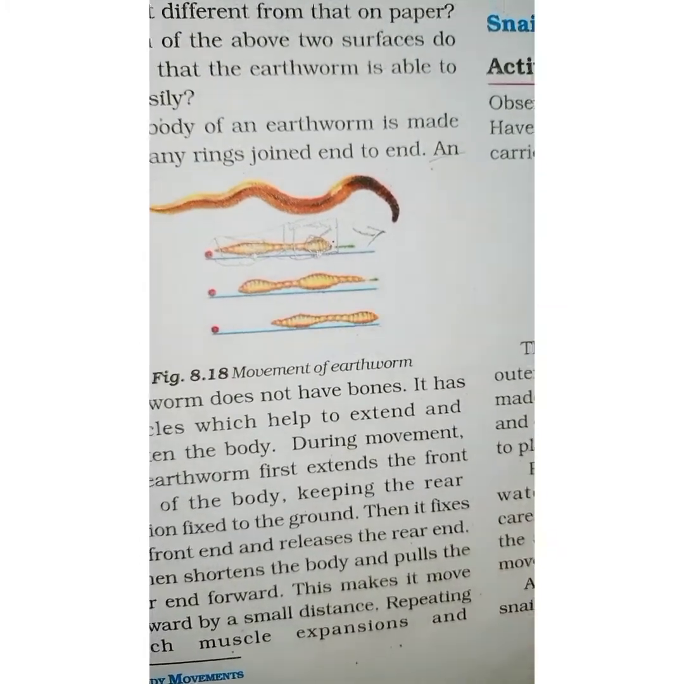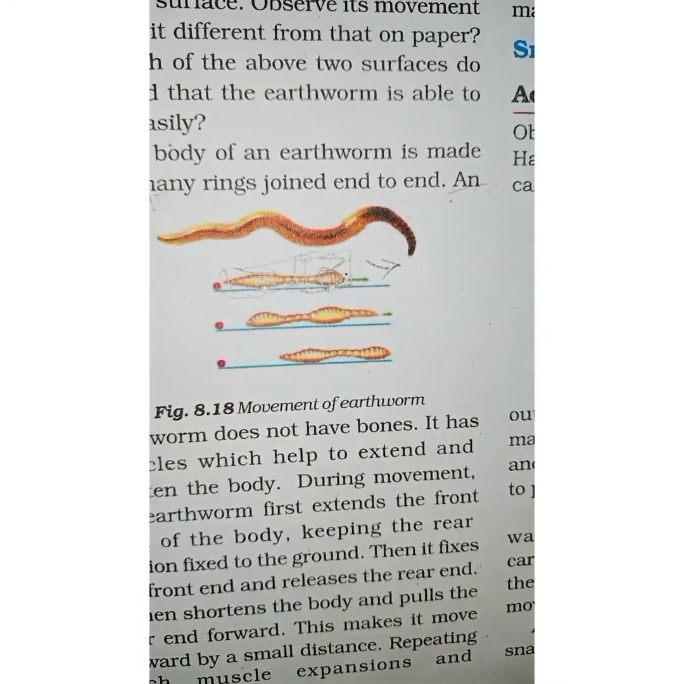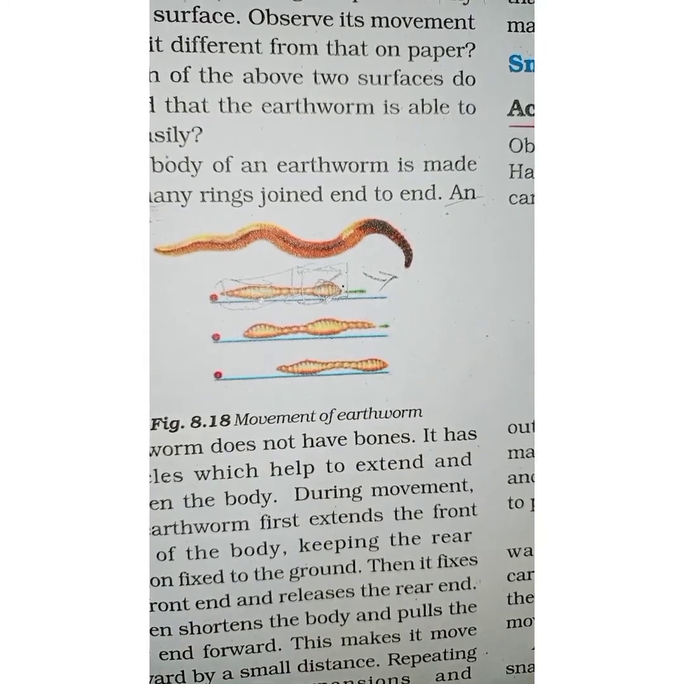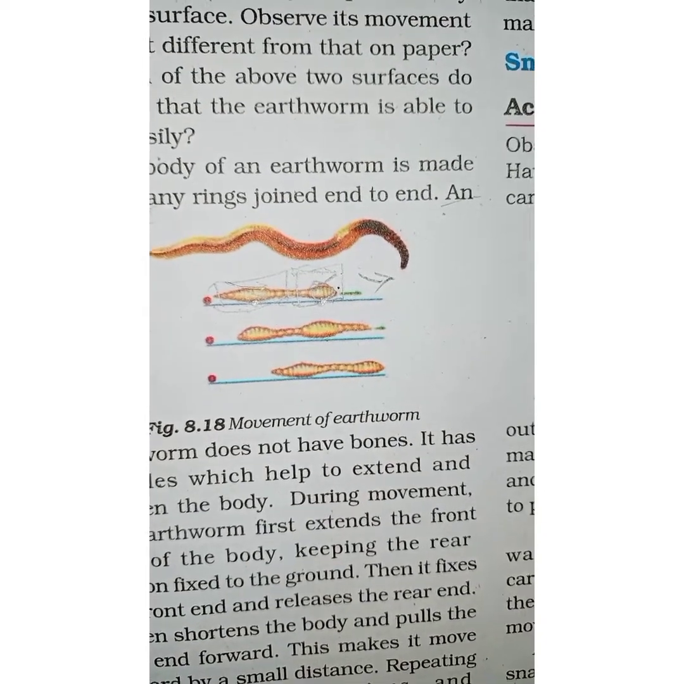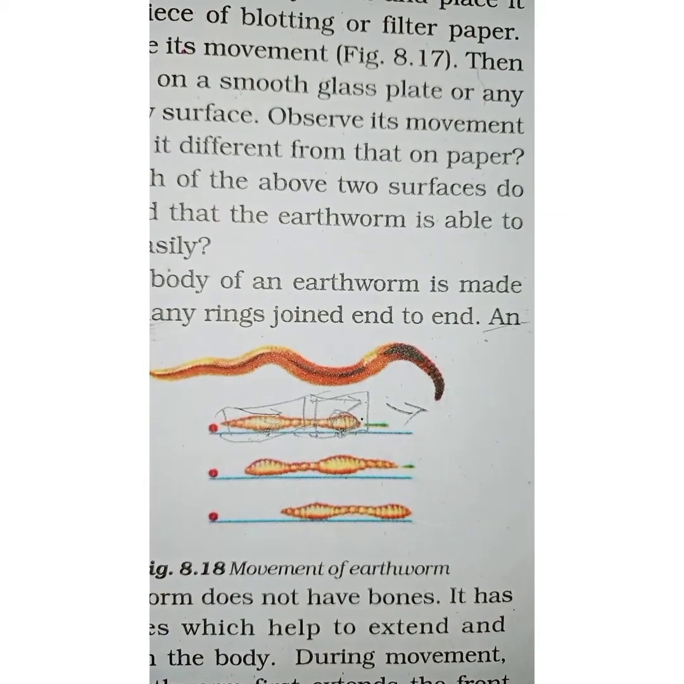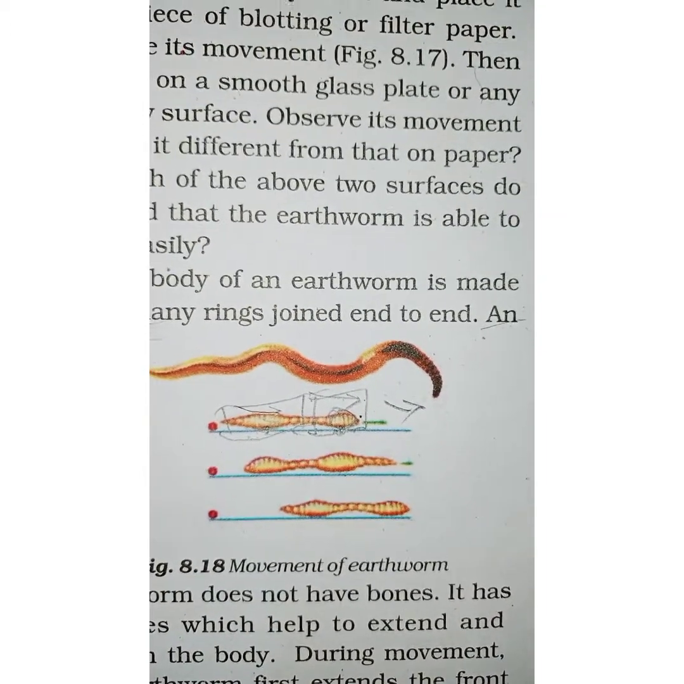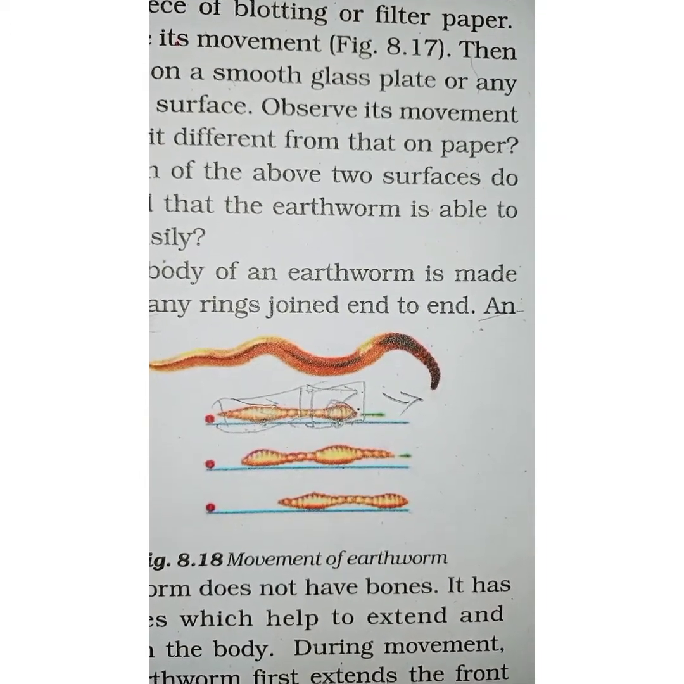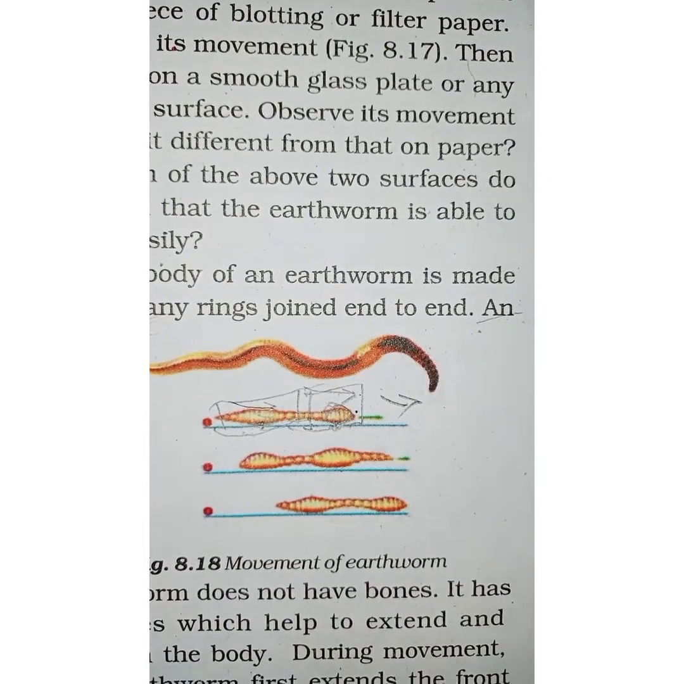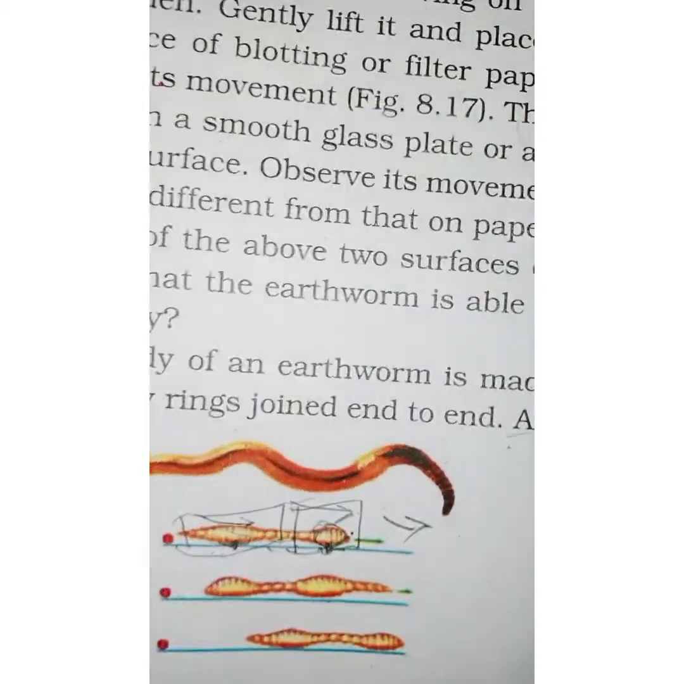So this expansion and contraction of the muscles of the earthworm is done by the earthworm like this on the soil. By repeating this muscle expansion and contraction, the earthworm can move freely, or it can move nicely on the soil, and it also secretes a slimy substance which helps in the movement. Now let us see more about the earthworm.